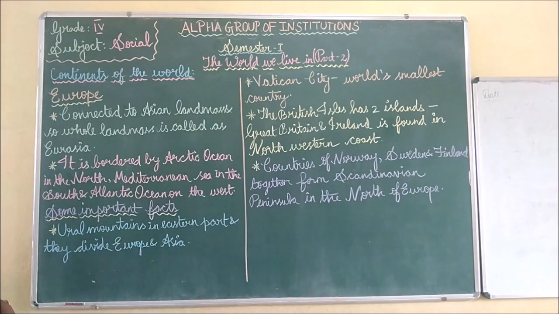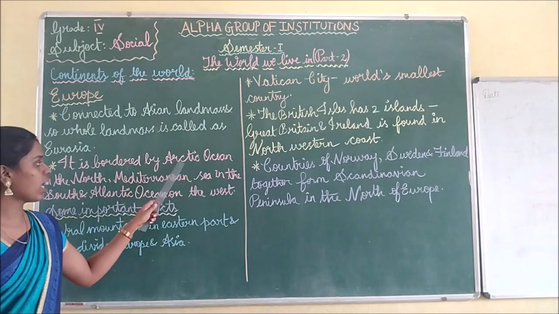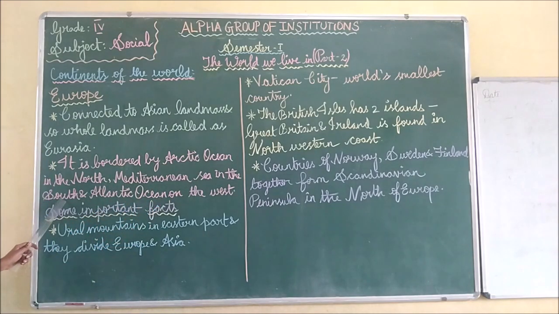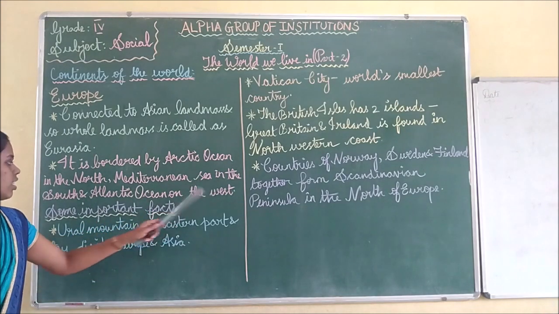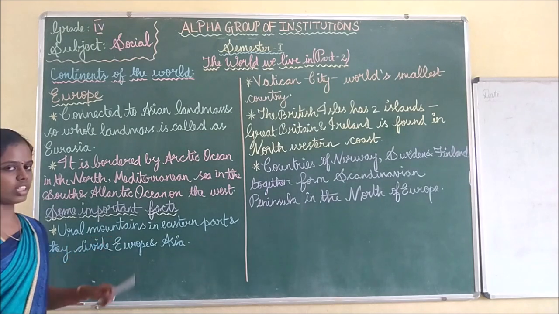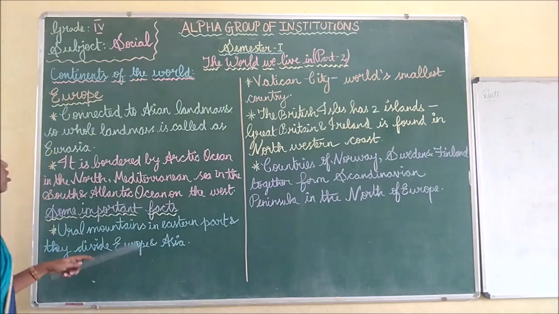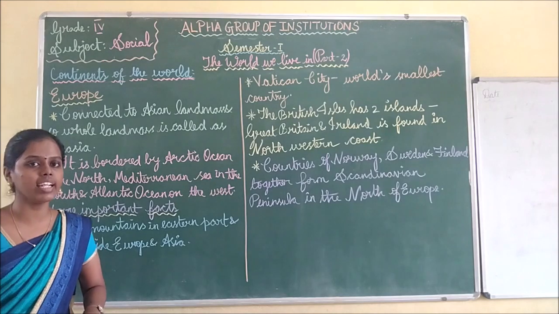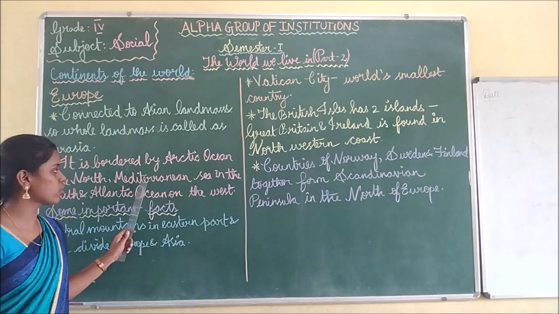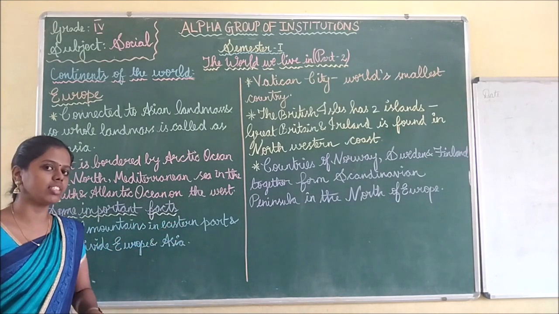So, what are the borders? In the north there is the Arctic Ocean, in the south there is the Mediterranean Sea, and in the west there is the Atlantic Ocean. These are all the borders of Europe. We saw this Mediterranean Sea in another continent also. You have to find in which continent we saw this Mediterranean Sea previously.